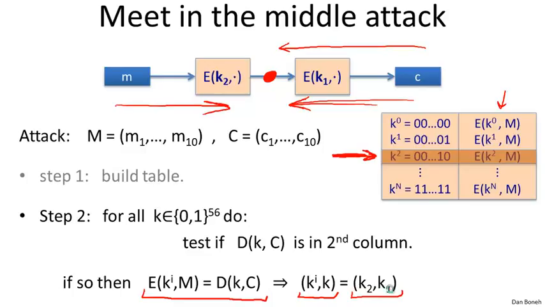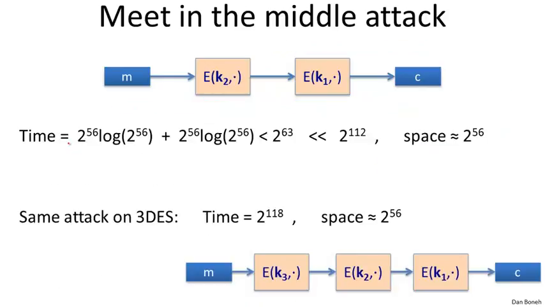So now let's look at what's the running time of this. Well, we had to build a table and then sort it. And then for all possible decryptions, we had to do a search through the table. So there were 2 to the 56 possible decryptions. Each search in a sorted table takes log of 2 to the 56 time.